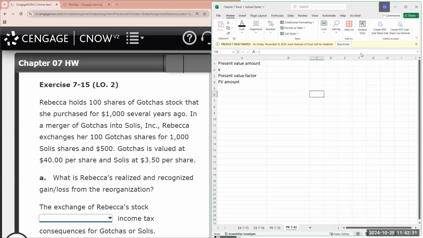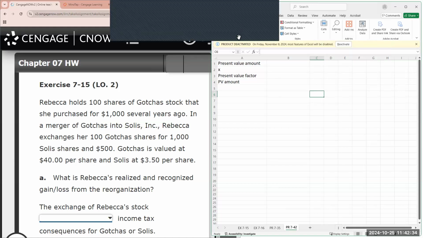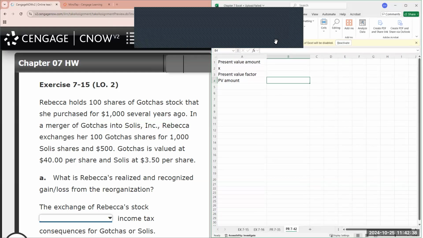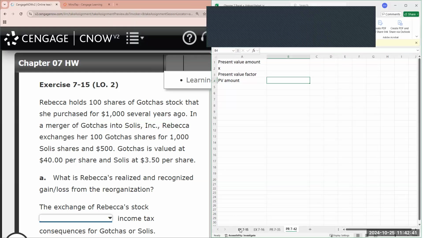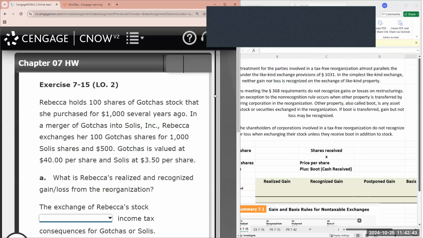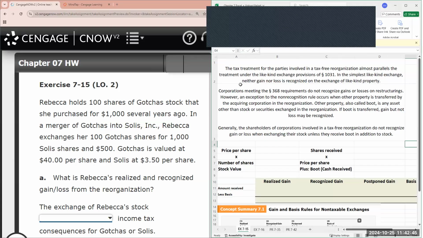All right. So here we see it's asking us, for example, 715, and as mentioned, we know that the tax treatment for parties involved in a tax-free reorganization almost parallels the treatment under the like-kind exchange provision of Section 1031. In its simplest form, neither gain nor loss is going to be recognized. Corporations that meet the 368 requirements do not recognize the gain or losses on restructurings.